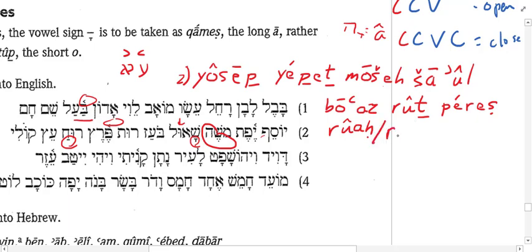When I come to a furtive pathak, I personally prefer to put the A in a superscripted form to indicate that it does not have the same status as the real vowel shurik here. This is supposed to be ru, but that A sneaks in. Ruach, ruach, ruach. And that is the word for spirit or breath or wind.